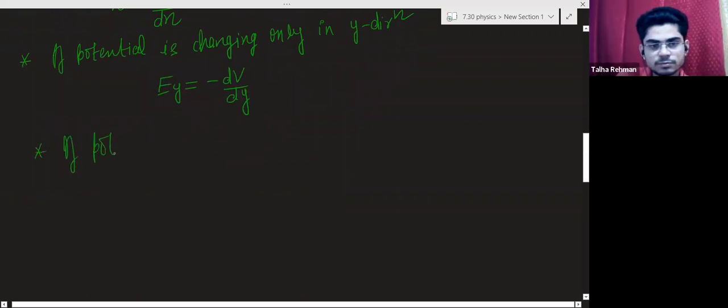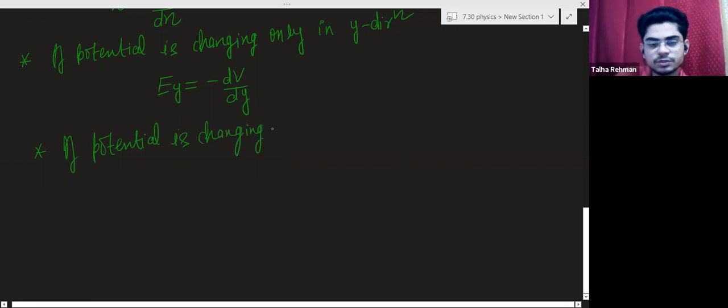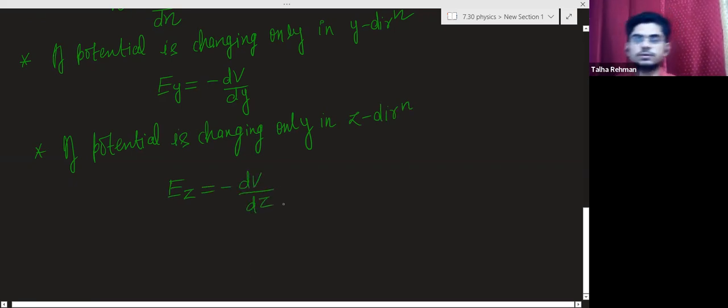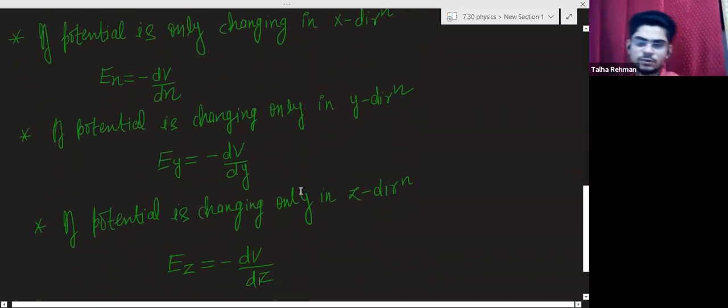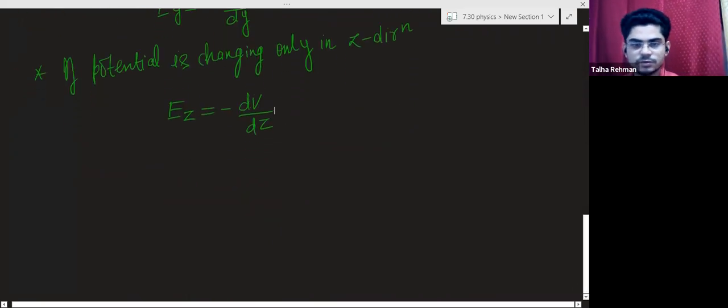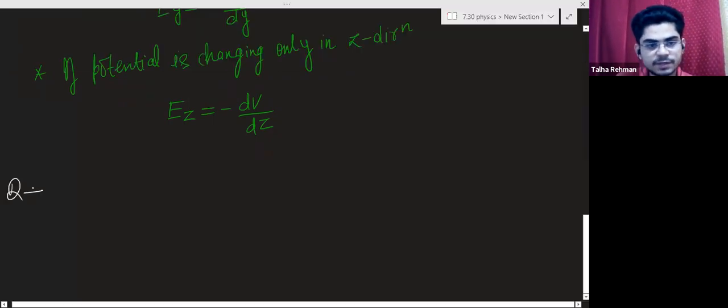If potential is changing only in z direction, I can find Ez as minus dV by dz. Okay. So this is the thing, and now there is one question so that you will get a better understanding.